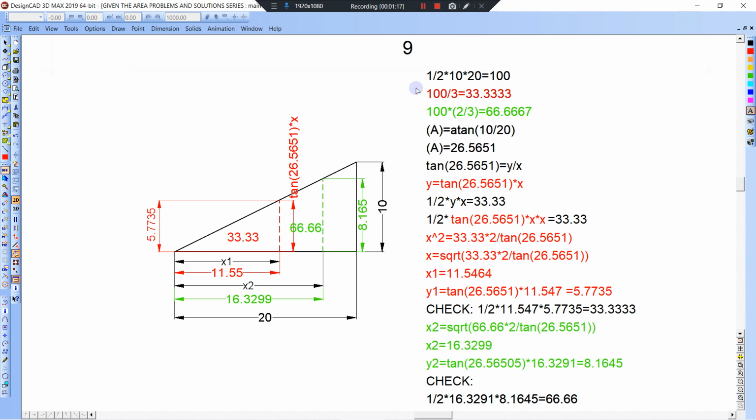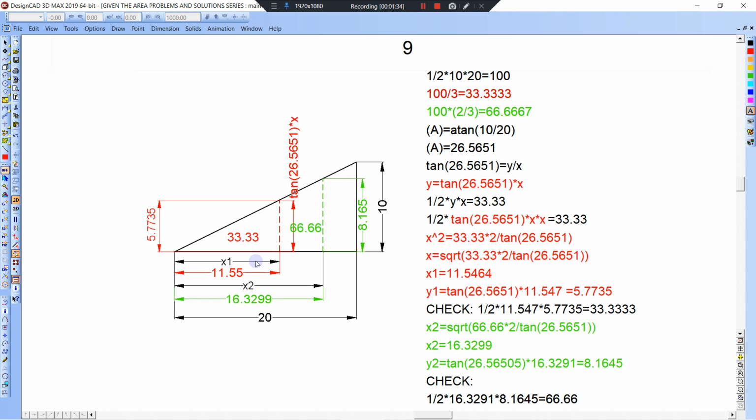So it looks like a lot of steps, but only because I'm showing everything. So 1/2 the base times the height. 100 divided by 3 is 33.33 in each one. The second one would be 66.66.